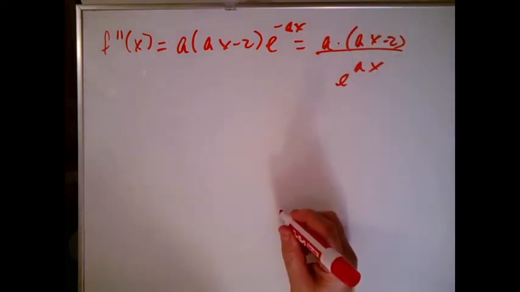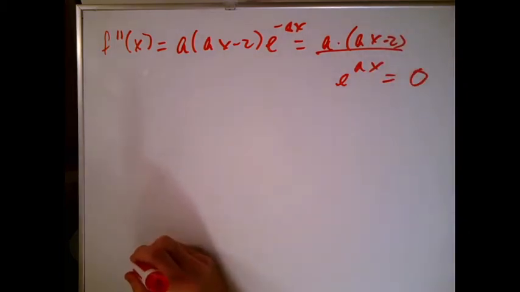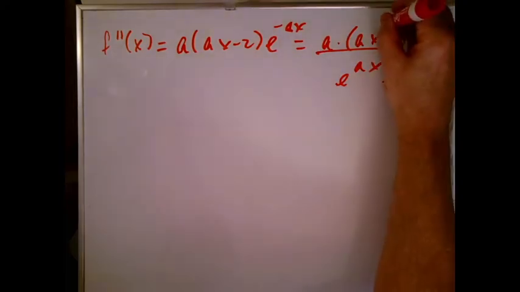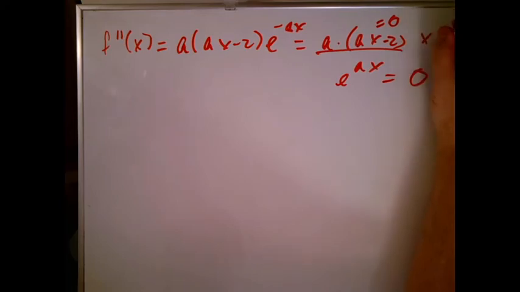Now, I just want to set the bottom equal to 0. That might give me a number on my number line, but it doesn't. You can't raise e to any number and get 0. Not even complex ones. When I set the top equal to 0, we get x equals 2 over a.